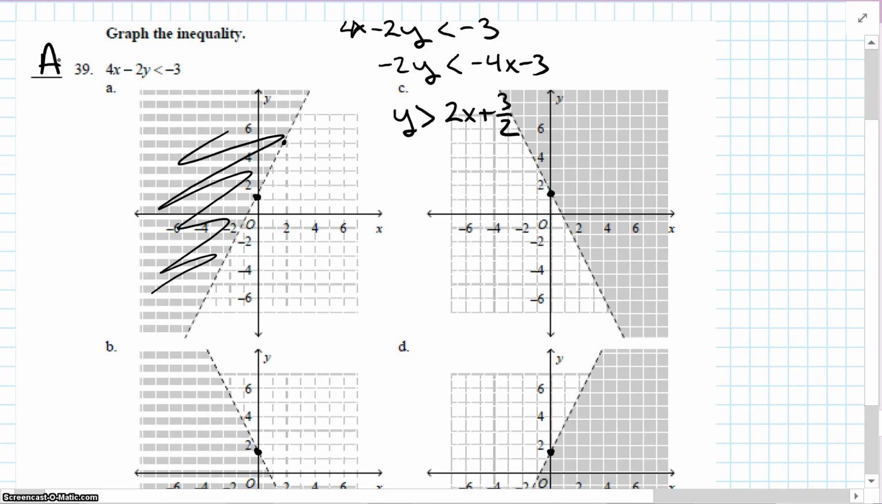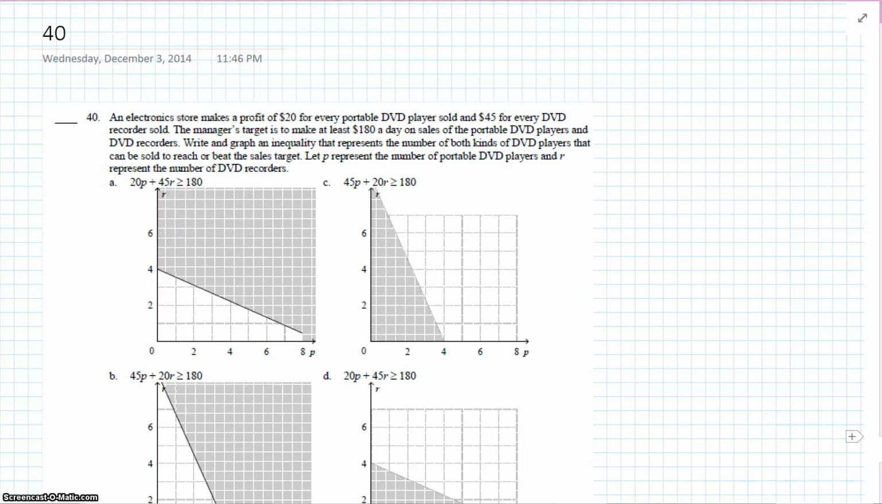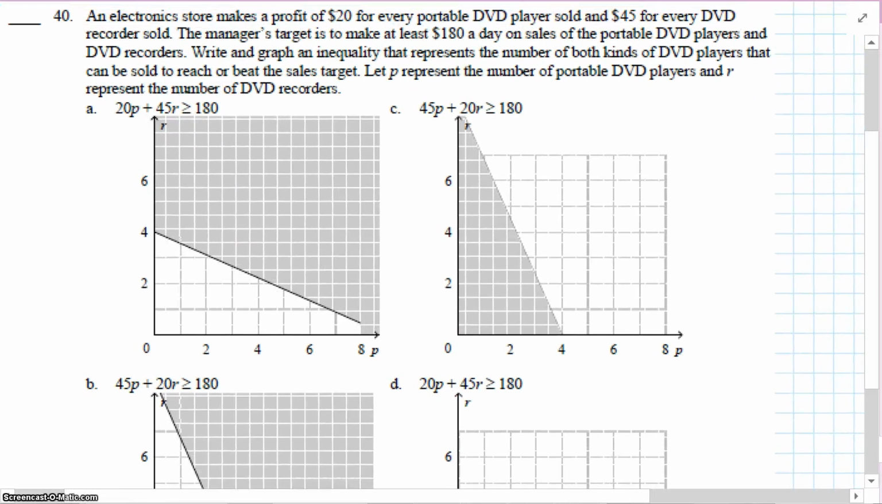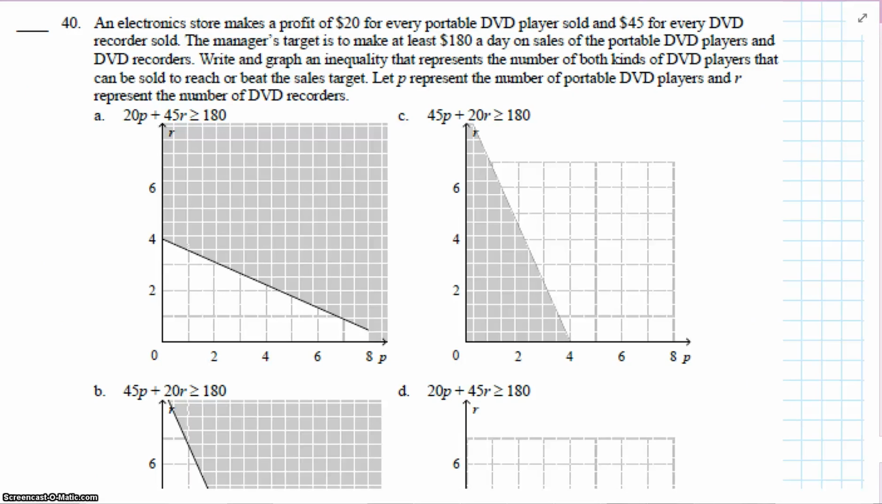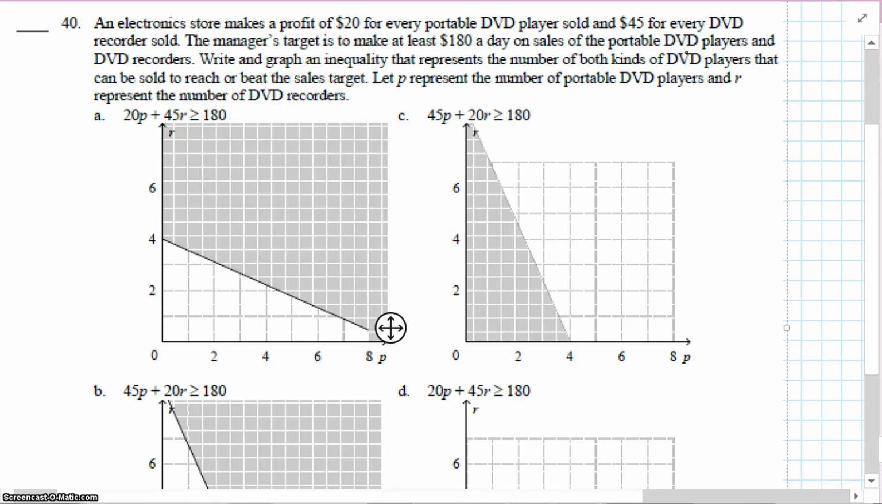Again, I always put it in slope-intercept form, or y equals mx plus b. Okay, number 40. An electronics store makes a profit of $20 for every DVD player it sells and $45 for every DVD recorder sold. The manager's target is to make at least $180 a day. So he gets, hold on, let's keep reading. Write and graph an inequality that represents the number of both kinds of DVD players and recorders to be sold. So for every player he sells, he makes $20.